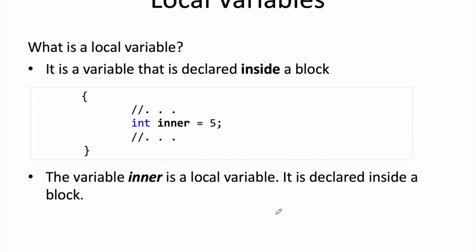Local variables. What is a local variable? A local variable is a variable that is declared inside a block. For example, in this code you can see the curly brackets here, and it has a variable inside the block. This one is called a local variable.